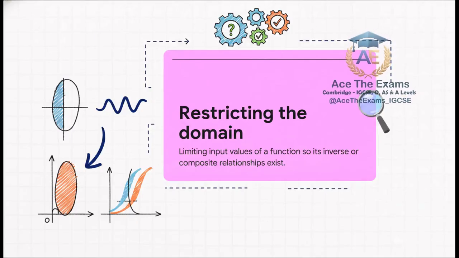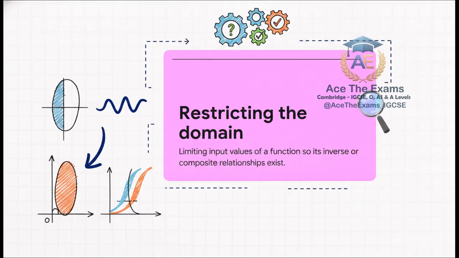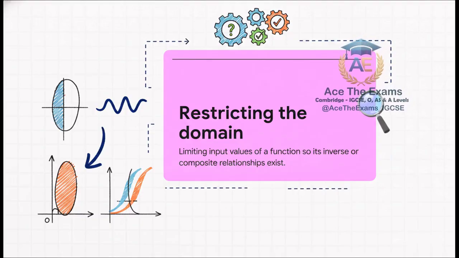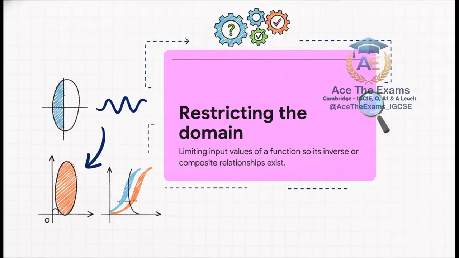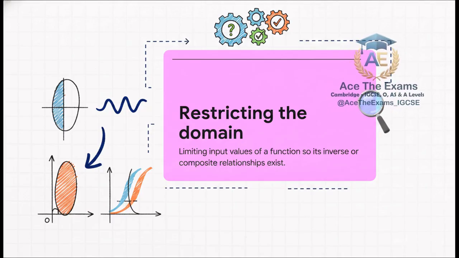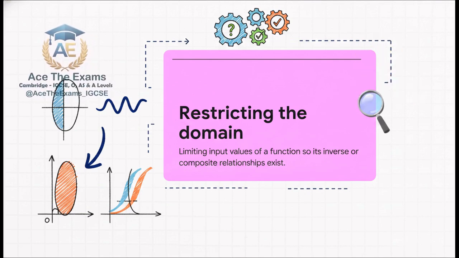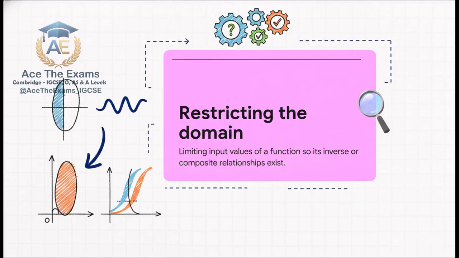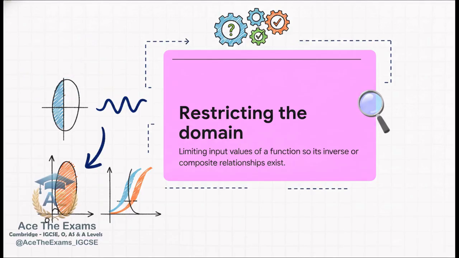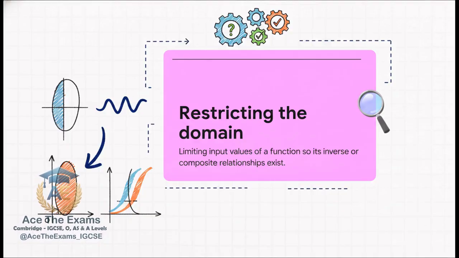Now, what's really interesting about this slide is how the entire theoretical architecture of this topic rests entirely on precise definitions. Restricting the domain simply means consciously limiting the input values, those are your x values, of a function f. But why do we do this? Well, it's because for an inverse function to mathematically and validly exist, the original function absolutely must be a one-to-one mapping.